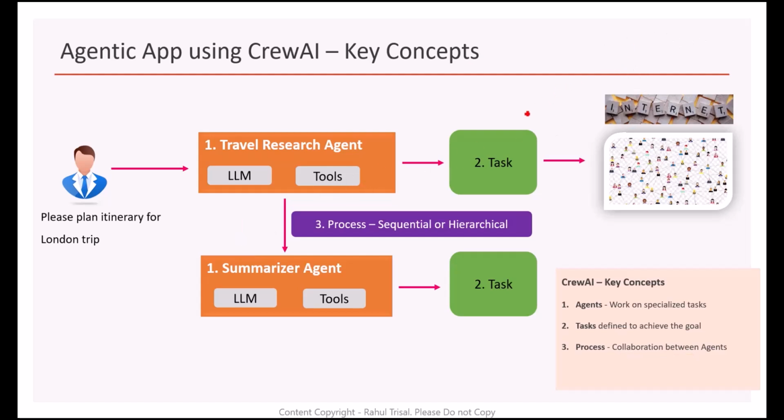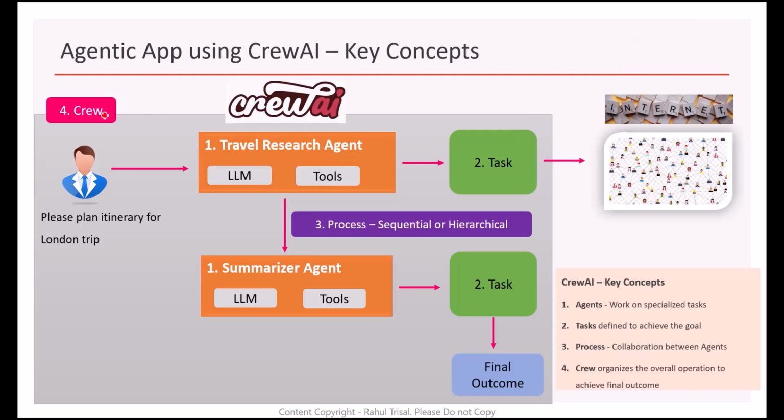And then finally we have what we call the crew. The crew organizes the overall operations to achieve the final outcome. You can think of this crew as an orchestrator which works with the different agents, tasks, and processes to generate the final outcome. So these are the four key concepts on which applications are built using CrewAI.